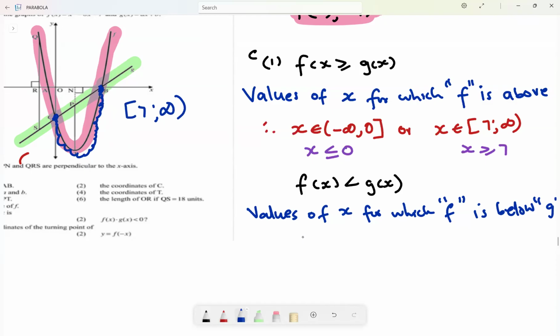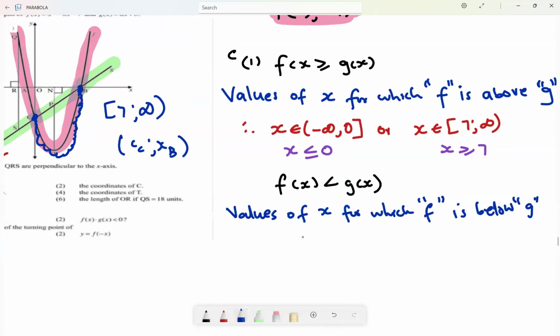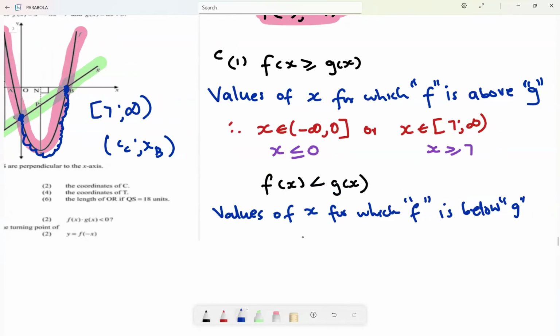So it means I wanted the value of x to be between what? To be between the x coordinate of c and the x coordinate of what? Of b. And I do not include them. Why? Because the inequality does not have an equal sign here. Okay. So it means I will say when x is between the x coordinate of c, which is 0, and 7, then my graph will be below.